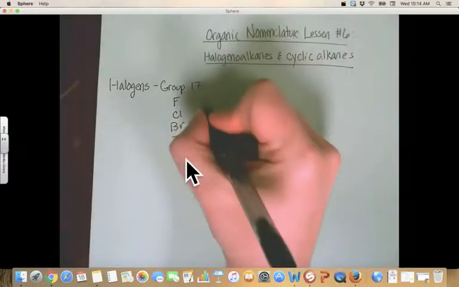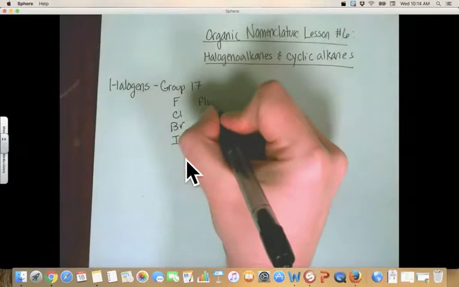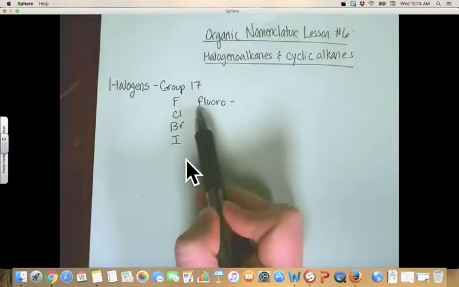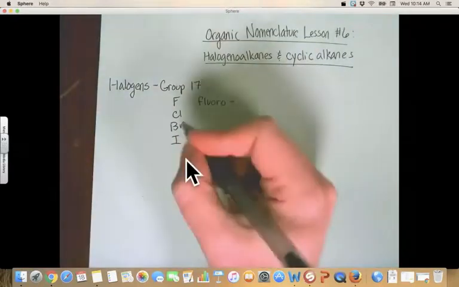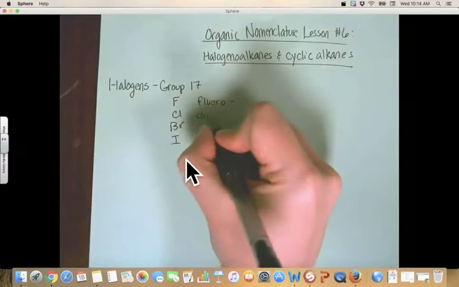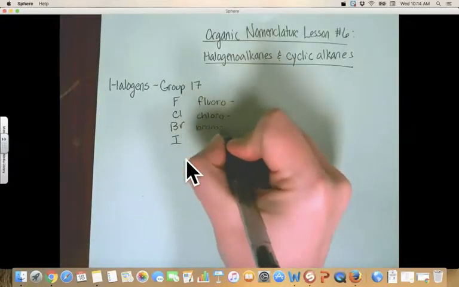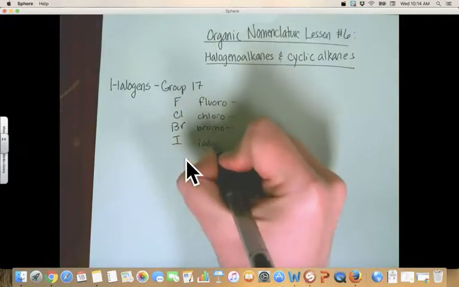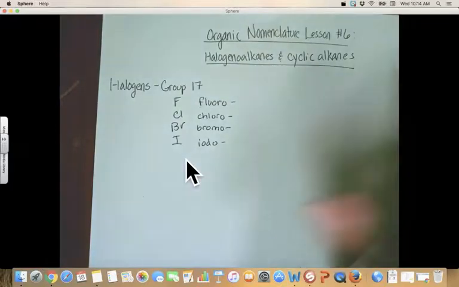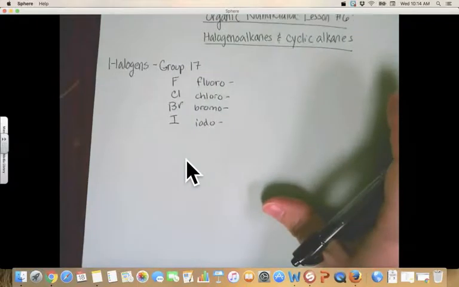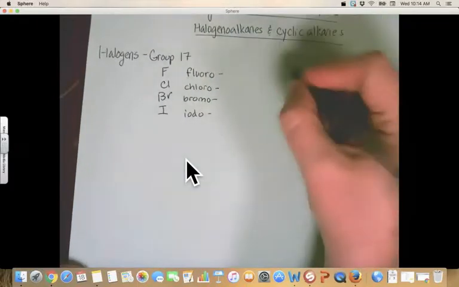For fluorine, we're going to use the prefix fluoro. Notice fluorine has the flu. Okay, for chlorine, chloro, bromo, and iodo. That one just sounds funny. Okay, so how's this look? Well, let's try this one.